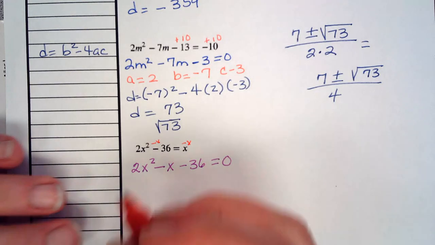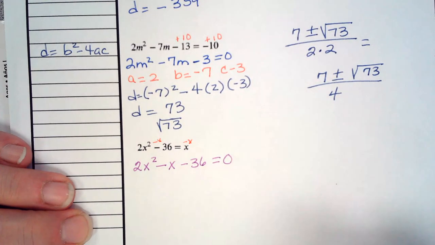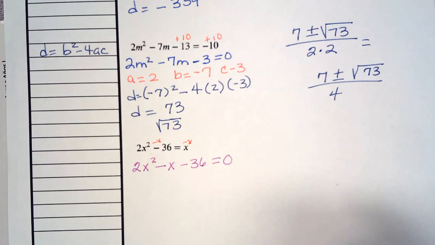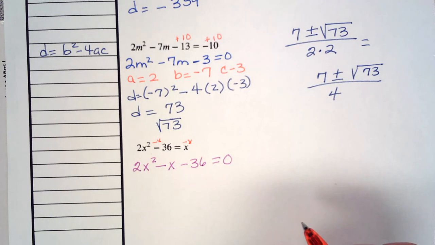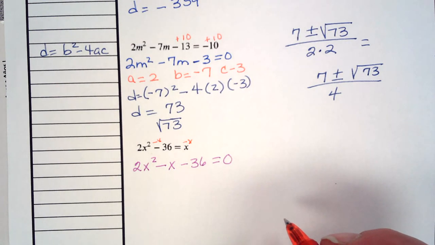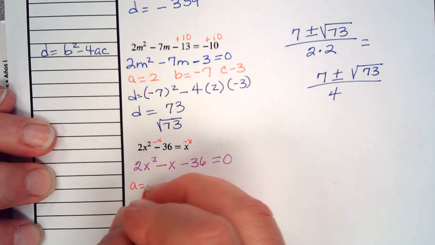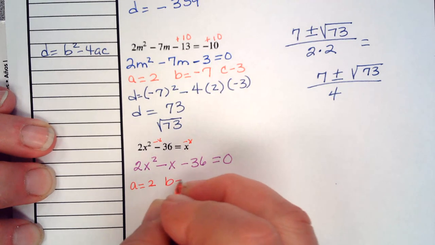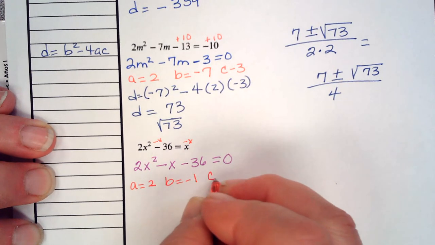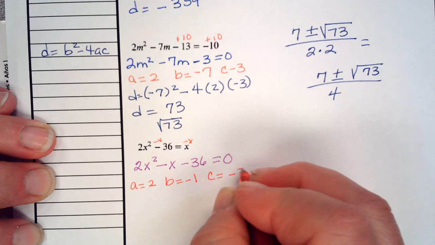Identify your A, B, and C. Well, I want you to pause the video now and see if you can set up the discriminant on your own. What is A, B, and C? What does it look like? I hope you tried. A is equal to 2, B is equal to negative 1, and C is equal to negative 36.